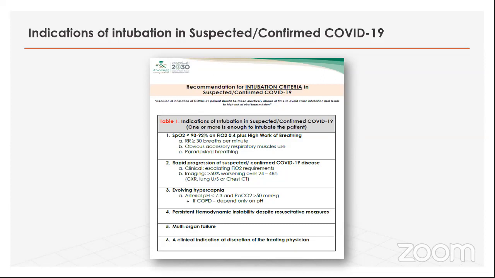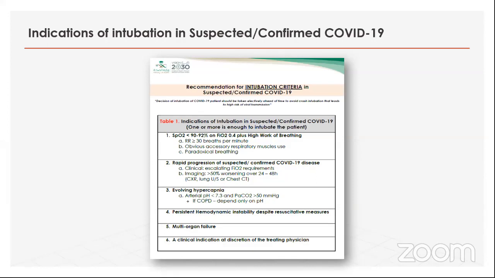So we have this recommendation criteria, starting with number 1, including the saturation less than 90 to 92 on FiO2 0.4. We select 0.4 because, as you know, the liters per minute can differ from the way you are giving to your patient, whether it is by nasal cannula or by simple face mask or by non-rebreather. So the fixed concentration is FiO2. So FiO2 0.4, whatever you are giving, with nasal cannula or by face mask, and this should be included with the high work of breathing.